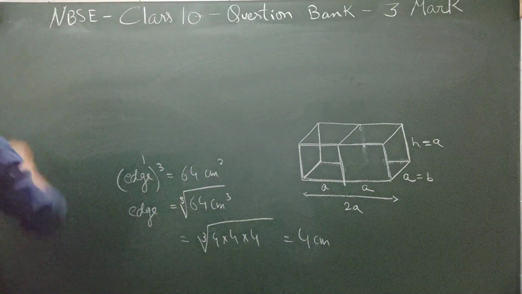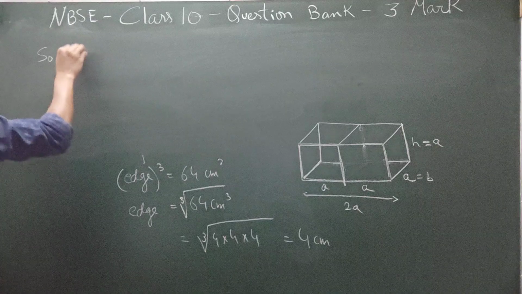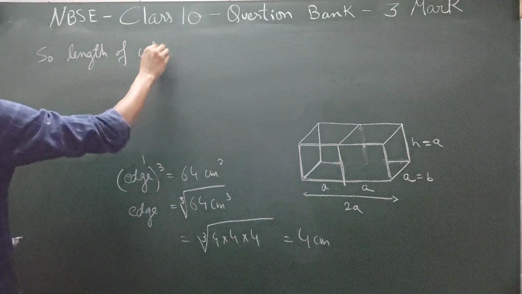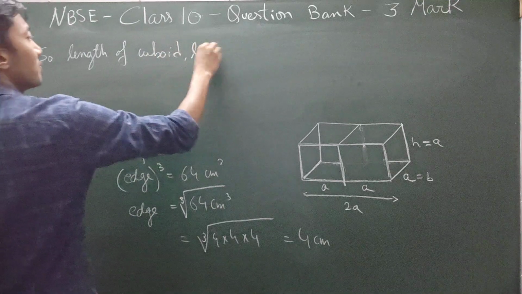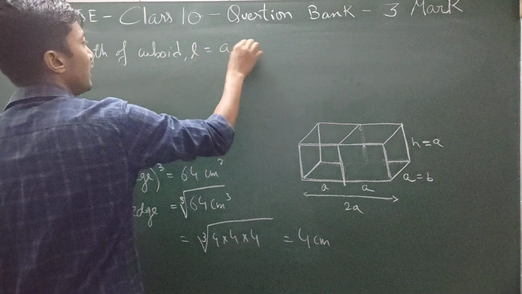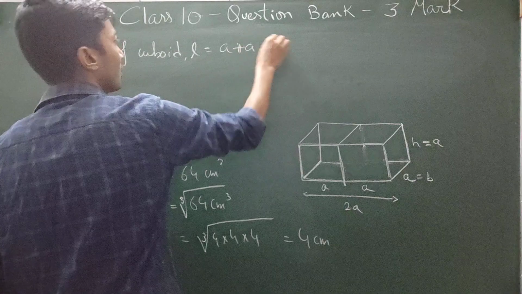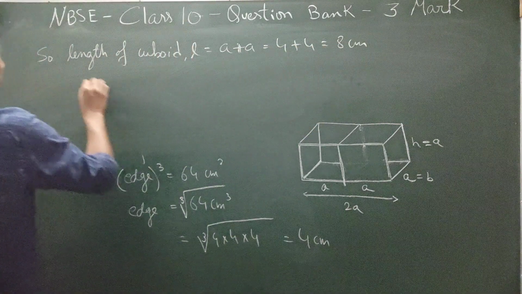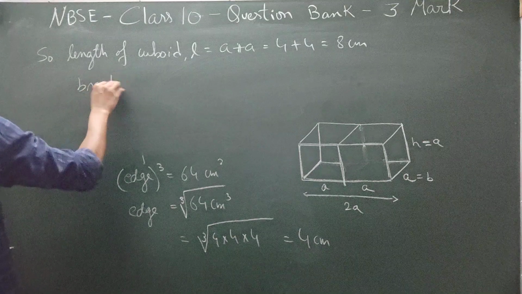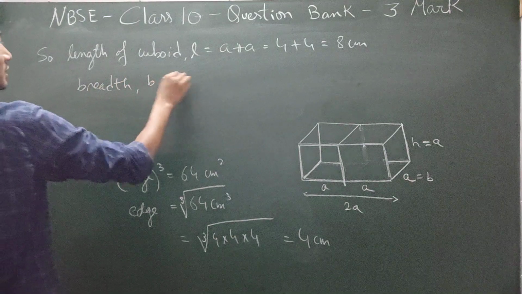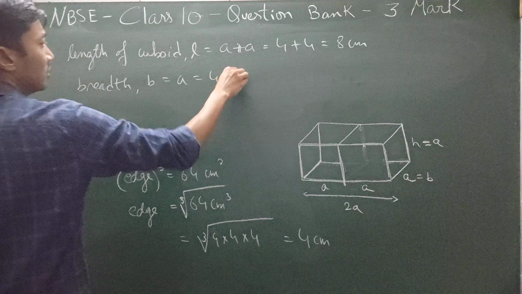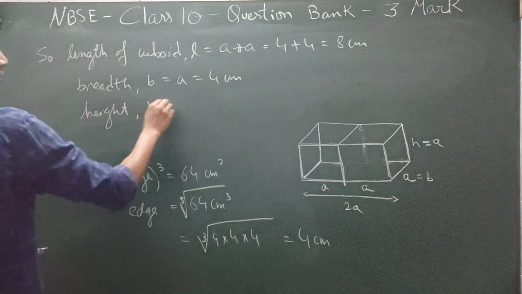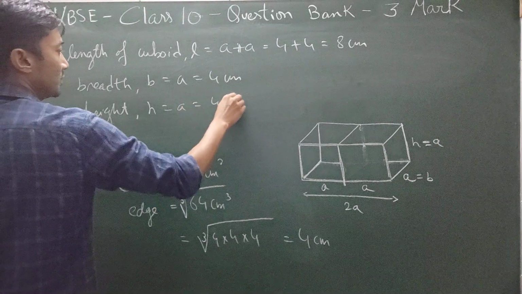So then, as I mentioned, length of the cuboid is A plus A, 4 plus 4, 8 centimeter. Breadth is A, same, 4 centimeter. Height is the same, 4 centimeter.